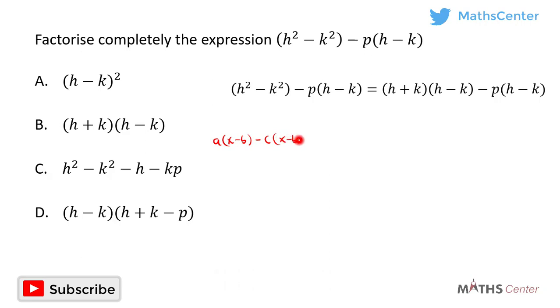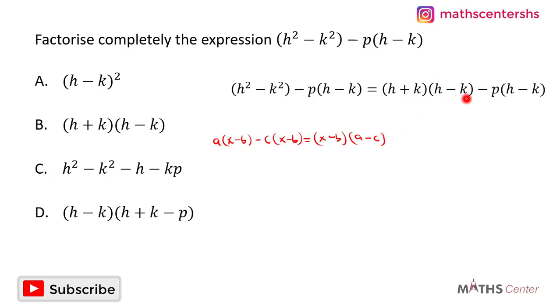x minus b, it is factorized as x minus b in one bracket, so we will pick one of the repeating factors, and then in the second bracket we will pick the term in front of the first bracket, which is a, and then the term in front of the second bracket, which is negative c. So this is factorized as x minus b times a minus c.